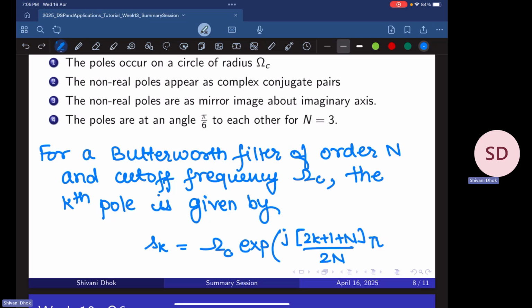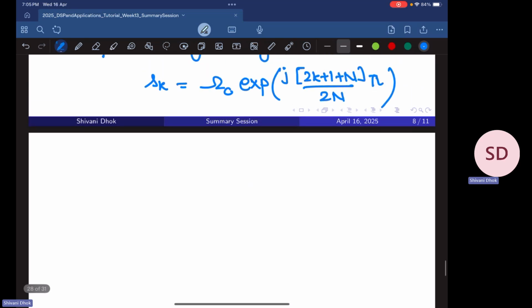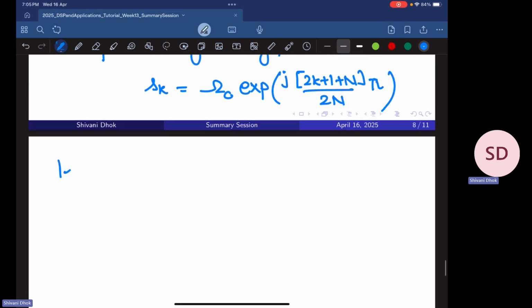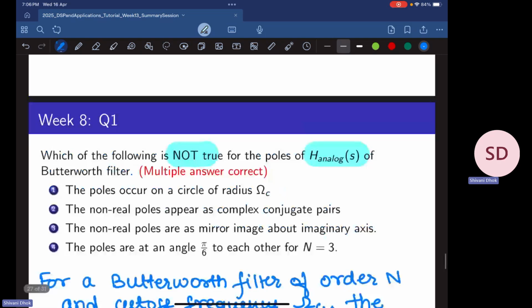Now the magnitude of s_k is equal to omega c, which means that for all k, the s_k's lie on a circle of radius omega c. So the first option here is correct.